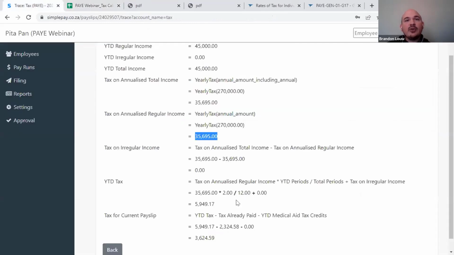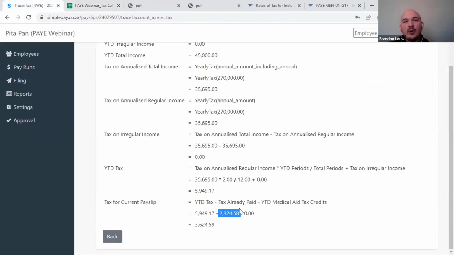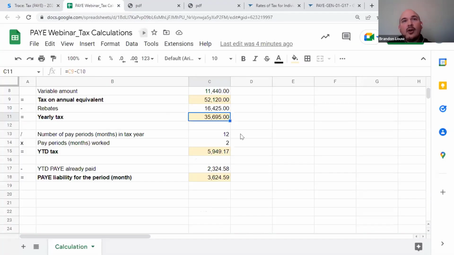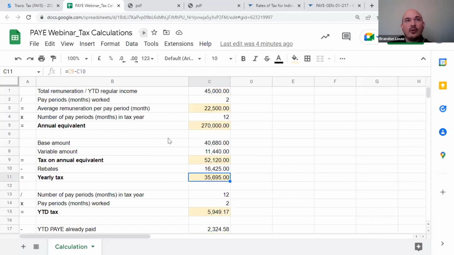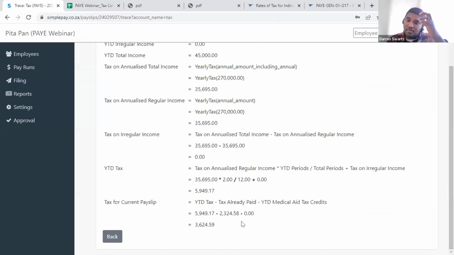And if we go to the tax trace, here you'll see we've subtracted the tax already paid, and that gives us the tax for the current payslip of 3,624.59. So the tax trace shows you the breakdown of these important figures that we have now done in the manual calculation. Okay, that's helpful when you have employees querying why the tax has changed if it's variable income.